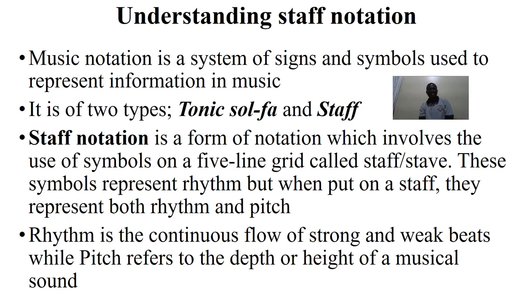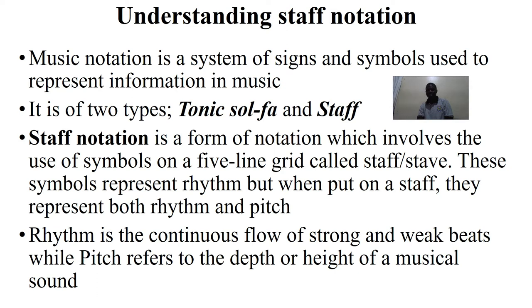What is staff notation? First, we need to understand notation. Music notation is a system of signs and symbols used to represent information in music. And there are two types of notation, the tonic solfa notation and the staff notation. Staff notation is a form of notation which involves the use of symbols on a 5-line grid called the staff or stave. These symbols represent rhythm, but when they are put on the staff, they represent both rhythm and pitch.